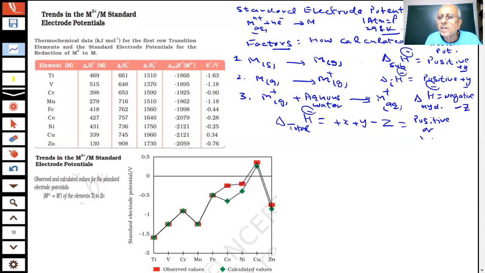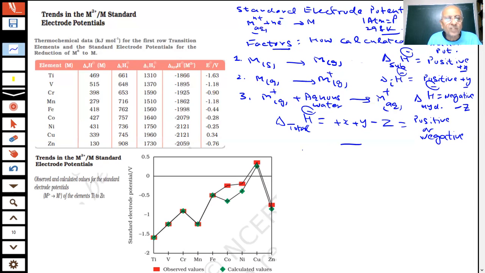It will depend on these three factors. If the hydration enthalpy is low while these two values are very high, what will happen? Then this value is positive. This is how these values are calculated. Standard electrode potential values are calculated on this basis. It is not simply ionization enthalpy. There are three factors involved in it.